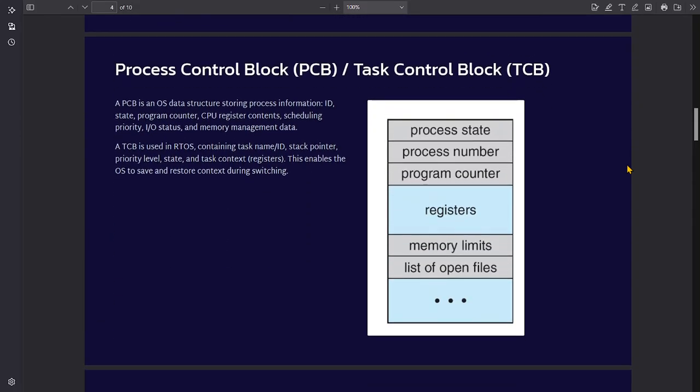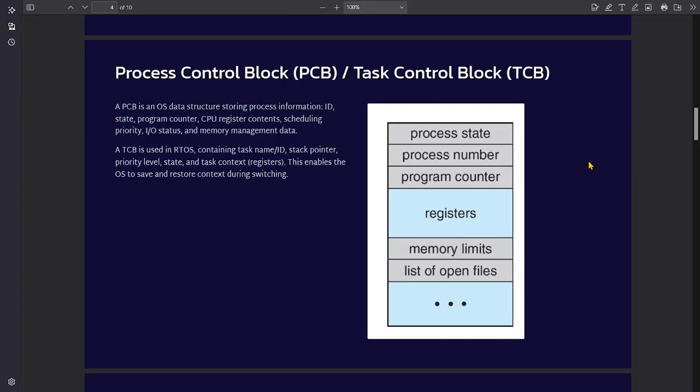Now moving on to the PCB or the process control block, also known as the task control block. So the operating system keeps track of each process using a structure called the process control block or the PCB. This includes the process ID, current state, CPU register values, memory management info, and much more. Similarly, in real-time operating systems, a task control block or TCB is used. It stores task-specific data like the stack pointer, task ID, priority, and register context. These control blocks are essential for saving and restoring a task's execution state, especially during constant context switching.